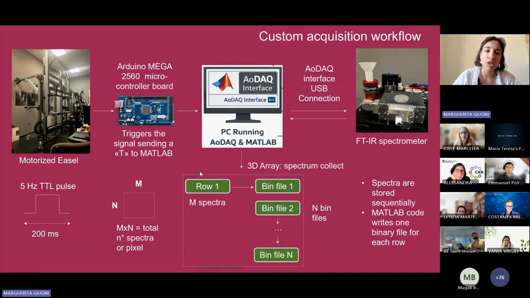MATLAB is basically dealing with all of this process of receiving the trigger and starting a TCP/IP connection with the spectrometer that is run by an interface called EODAC. This interface is acquiring the interferogram and retrieving the spectra to MATLAB, which then stores the spectra in a single row. So at the end of the acquisition, we will have sequential spectra in a single row in a single binary file. So we will have the same number of binary files as the number of rows of our acquisition, of our cube.